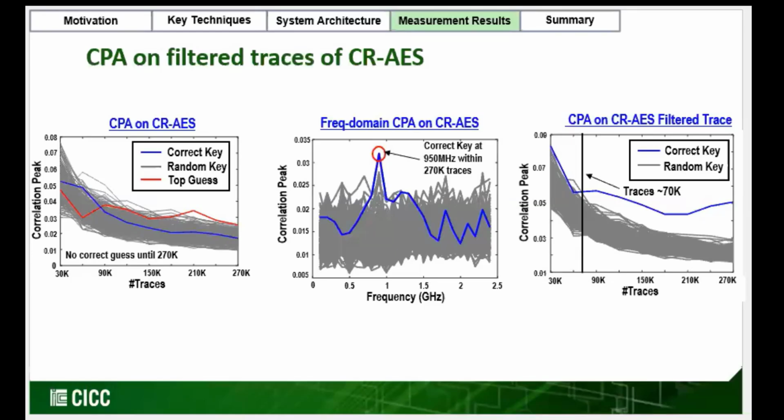So we decide on a filter of center frequency 950 megahertz and 100 megahertz band, and after filtering the trace, we use correlational power attack. With that, we are able to break clock randomized AES with just 70K traces, which is 5x improvement with respect to unprotected AES.